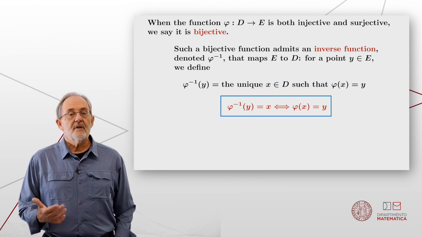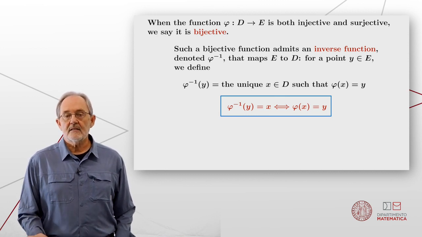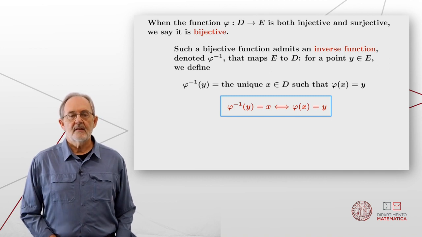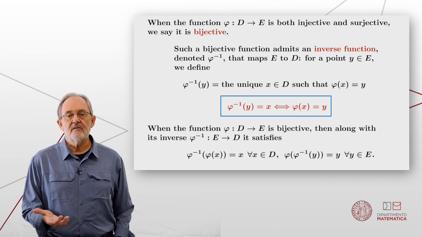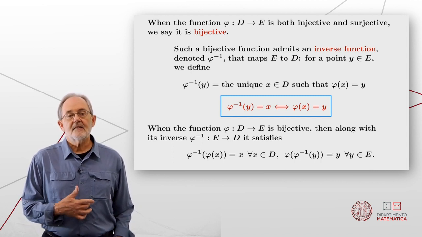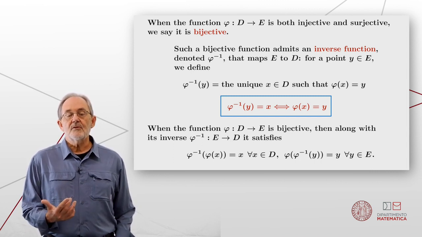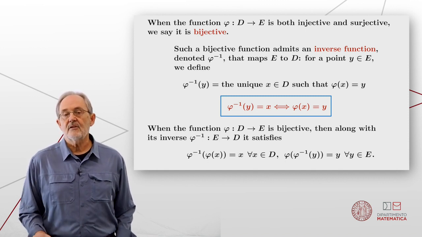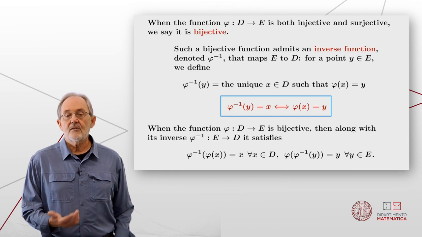To say it again, to say that phi inverse of y is x is equivalent to saying phi of x equals y. The effect of phi and phi inverse is to cancel the other function out. That is, if you apply phi to a point x in the domain, and then you apply phi inverse, you come back to x. And the other way as well.